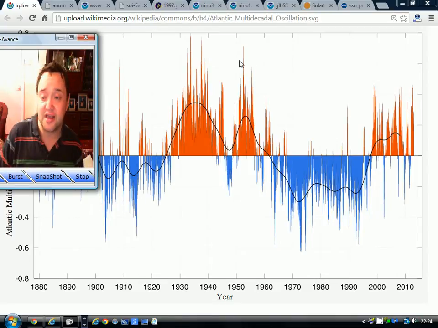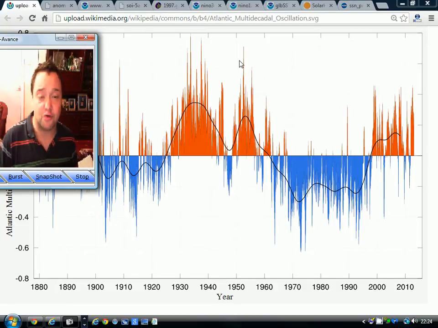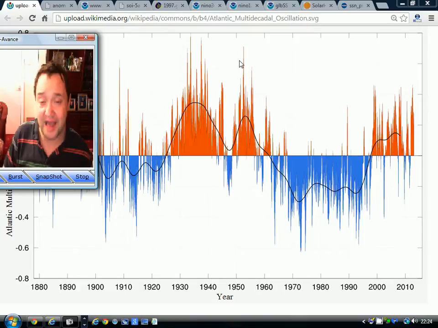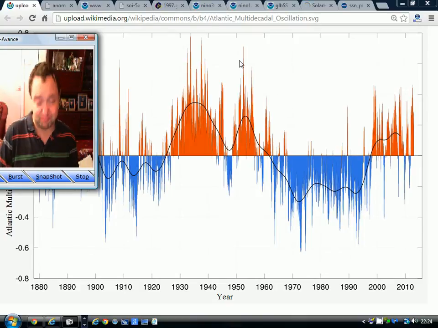We're going to look at the AMO, the Atlantic multidecadal oscillation. We're also going to have a look at how the ENSO, the El Nino, is developing in the Pacific, and we'll finish up having a look at solar cycle 24 to see how that is progressing as well. So a different mishmash of stuff.